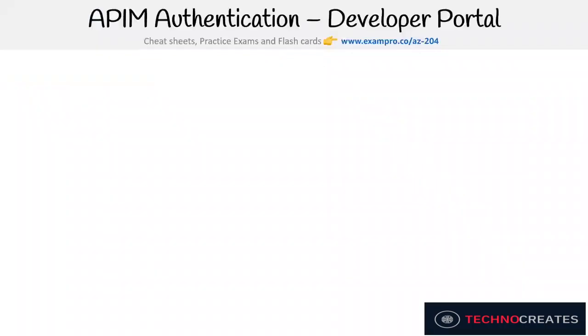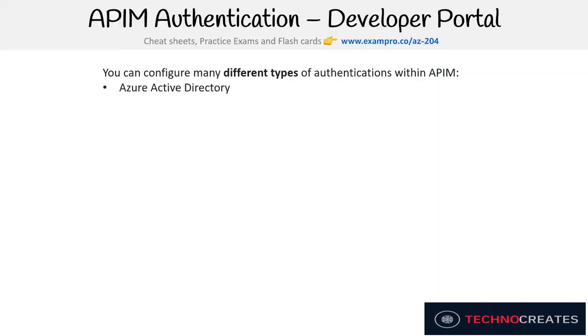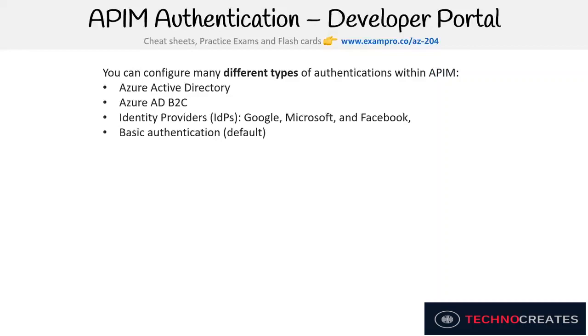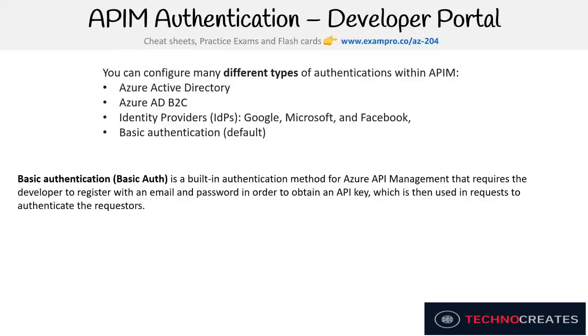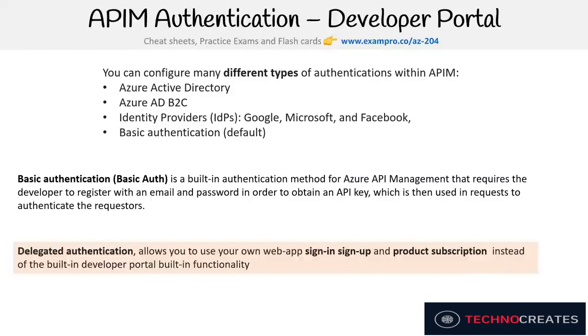All right, so there is authentication for the developer portal that you can set. There's a few different ways to do it. You can do Active Directory, B2C, identity providers like Google, Microsoft, Facebook, or basic authentication, which is the default version. If you're not familiar with basic auth, the idea is you enter a username and password that you get prompted for. So not super complicated. There's also delegated authentication, which allows you to use your own web app sign-in, sign-up process, product, and subscription, instead of the built-in developer portal functionality.